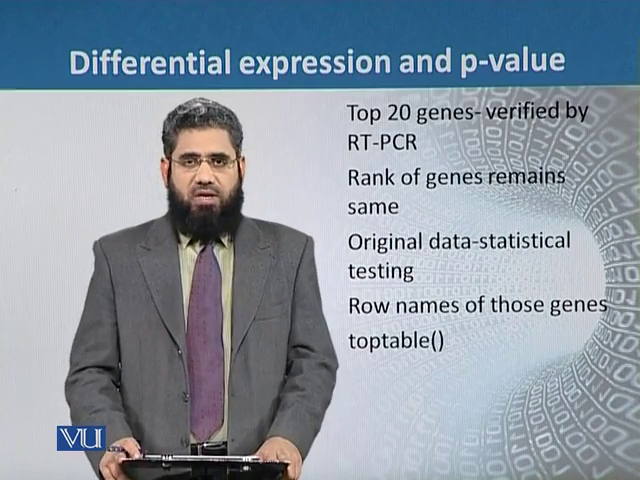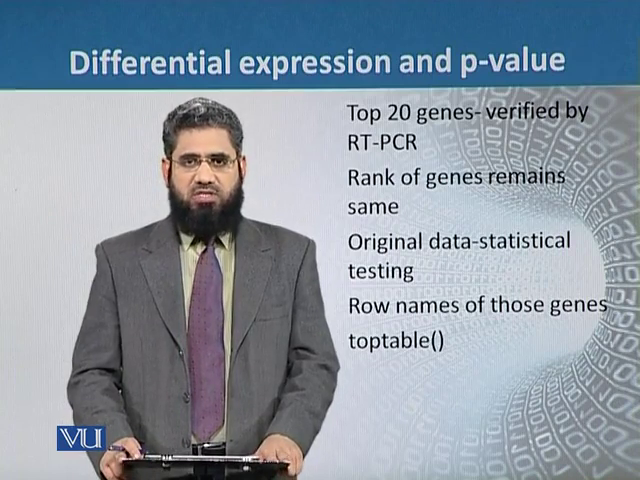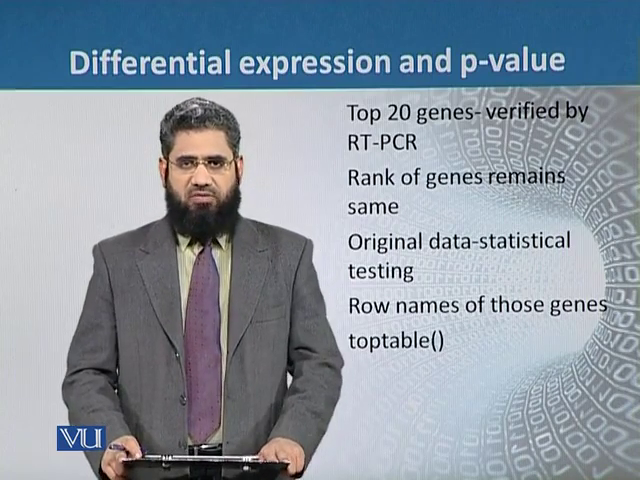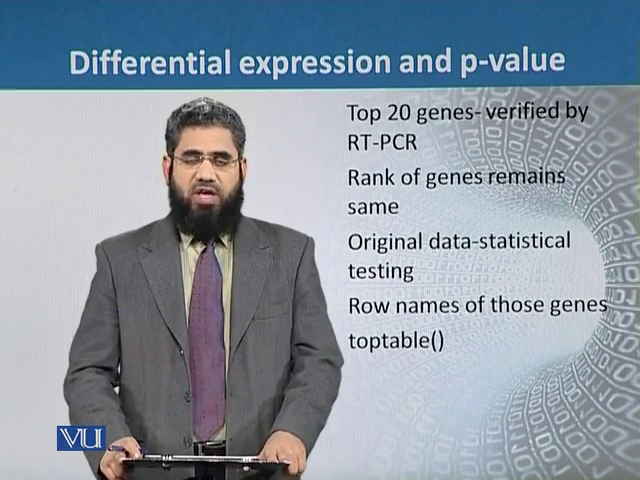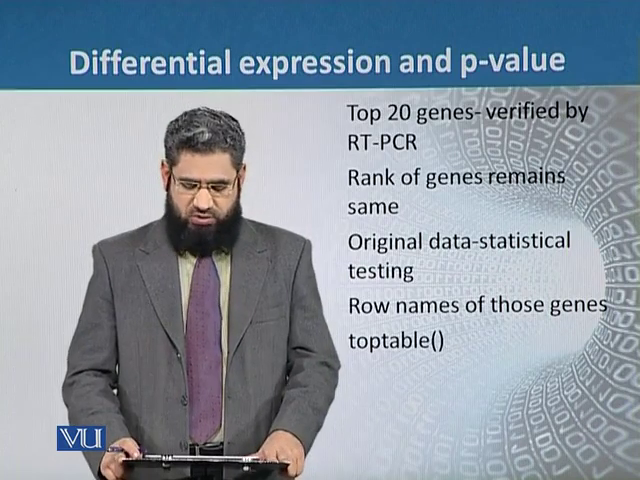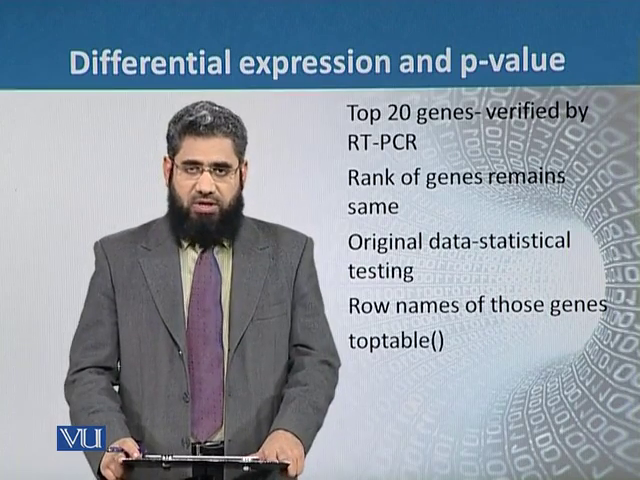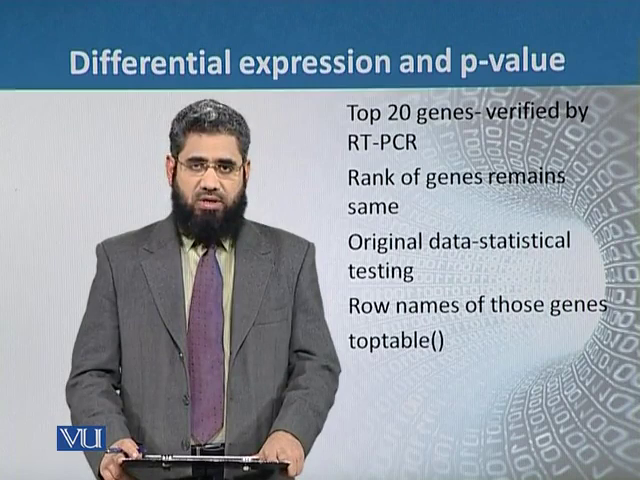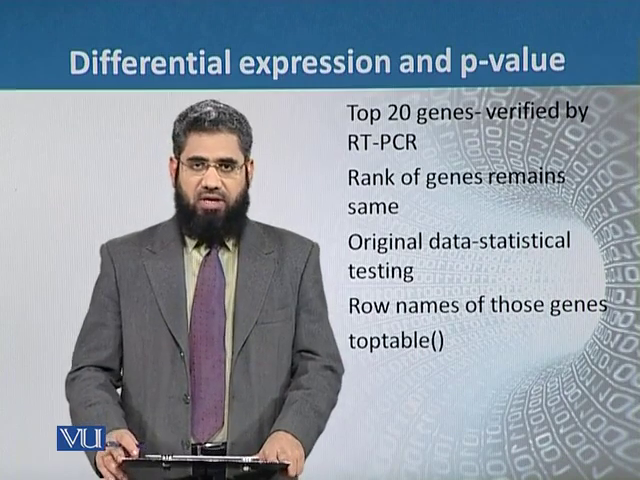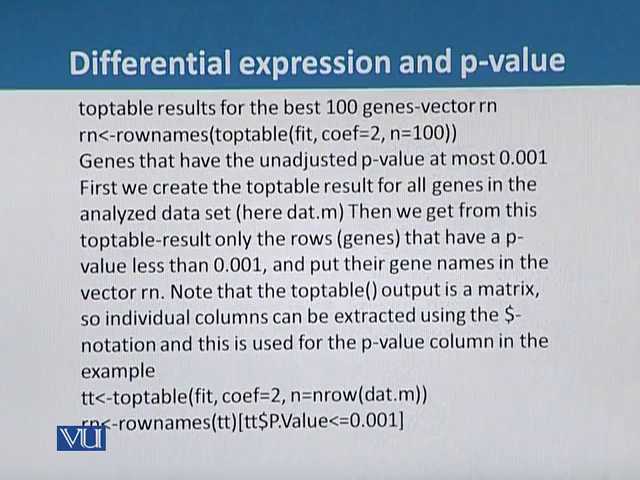So sometimes we are also interested to see the original raw data that is obtained after the statistical analysis. For this purpose, first we have to find out the number of rows for the different types of genes, and we can get the rows from the command topTable, and in parentheses we can write the data. We can generate the topTable results for the best 100 genes.